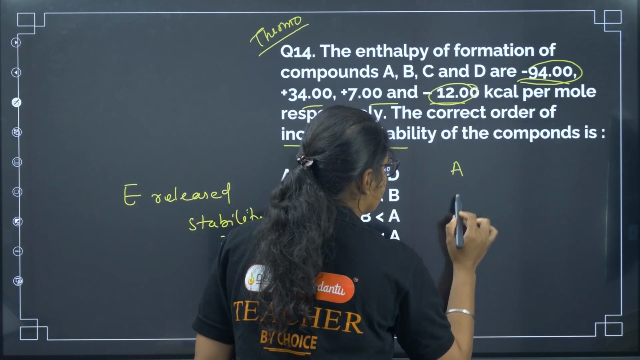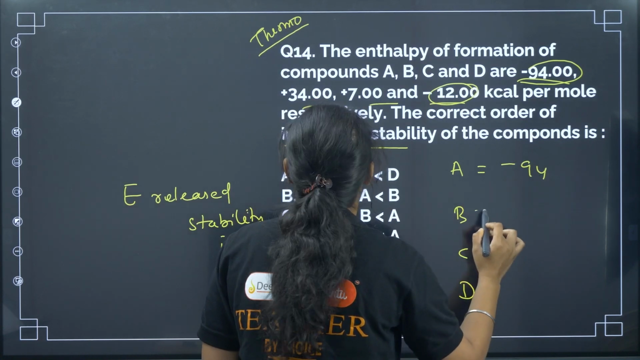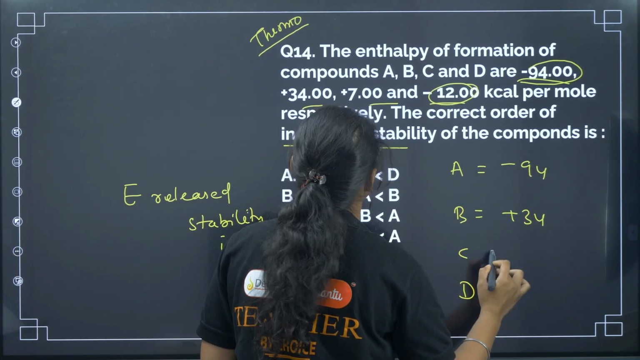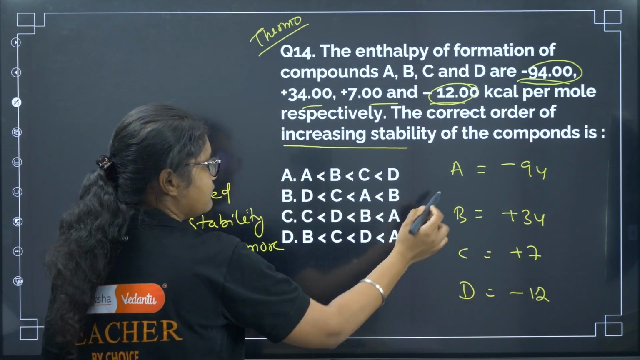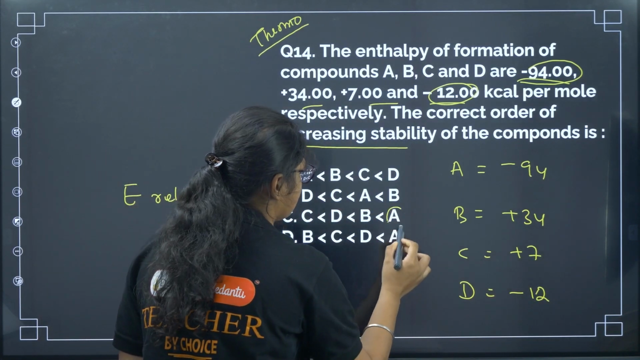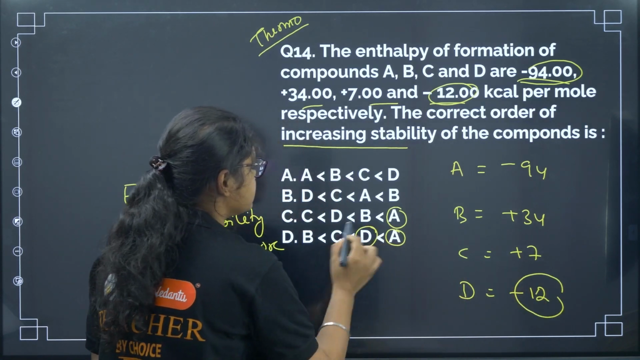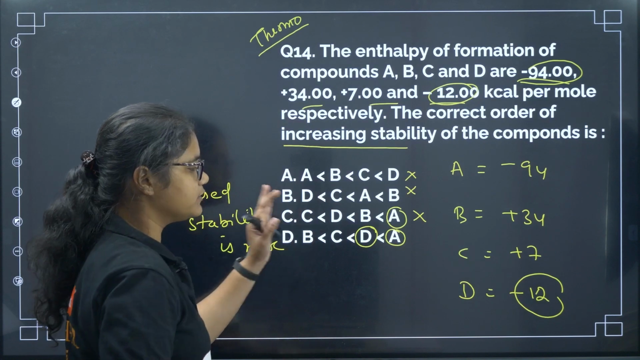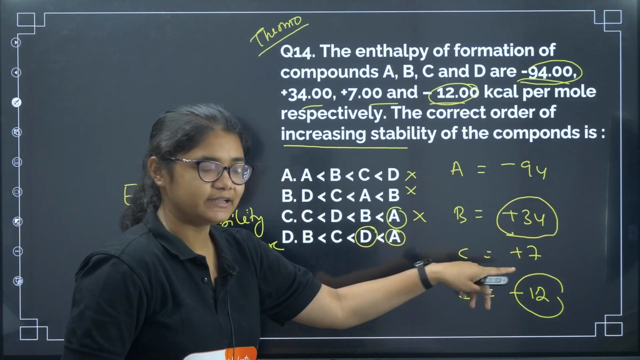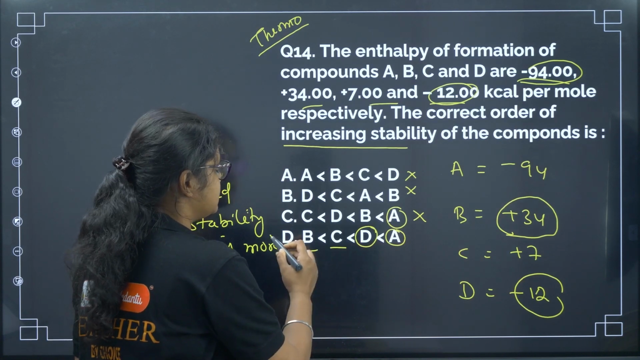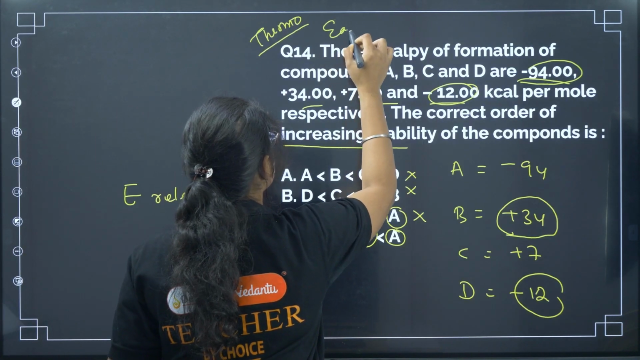So let us first write the values here. For A it is -94, for B it is +34, for C it is +7, for D it is -12, right? So A will have the maximum energy released, so A will come first. Okay, now after that D has to come because it is also negative, right? So we can eliminate all these options. Now B is positive, this will have the maximum energy, so less stable, so B will be the least stable, and then C. So the correct answer will be option number C. So this is again an easy question.